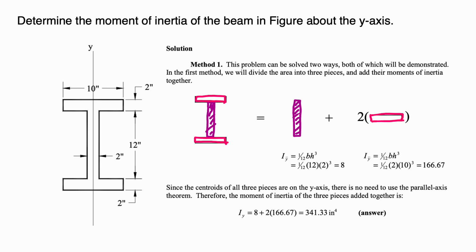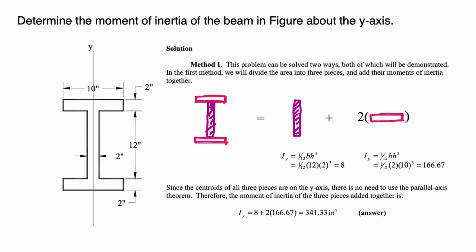Here is one example. We need to determine the moment of inertia of the beam in the figure about the y-axis. There are two methods to solve this one. This problem can be solved two ways, both of which will be demonstrated. In the first method, we will divide the area into three pieces and add their moments of inertia together. So we have the web, which will be 2 inch by 12 inch, and we have two flanges, which are 10 by 2 inches.